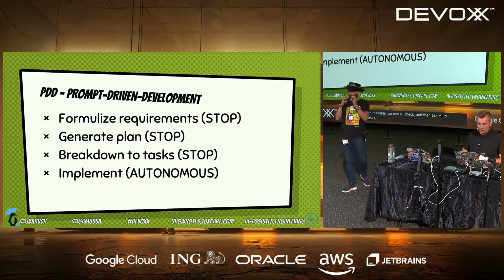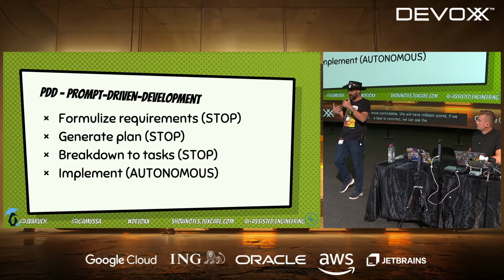So AI will work in a much smaller scope, and this scope will be much more controllable. We will have rollback points. If we see that some task is incorrect, we can ask the AI to go back and redo it. We have much more control, and the AI has a much easier time implementing it because everything is broken into small tasks.